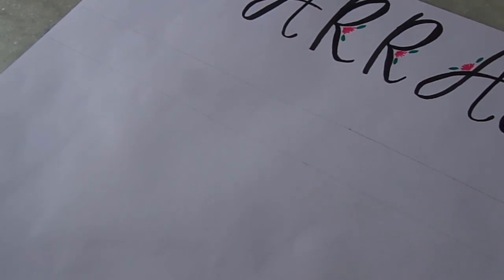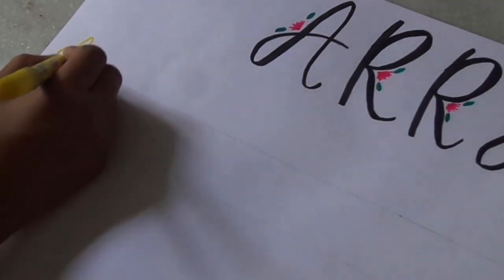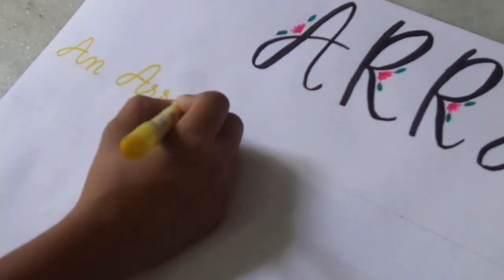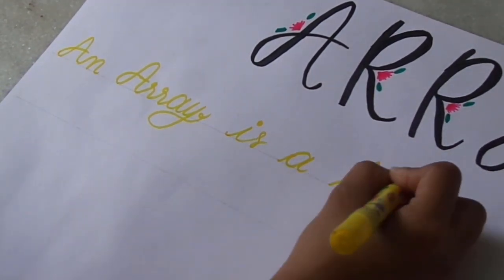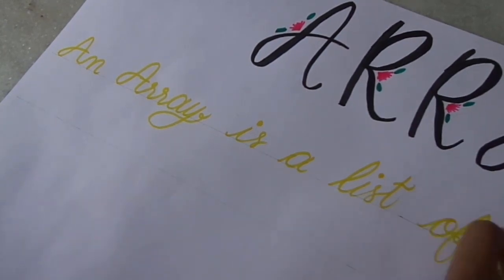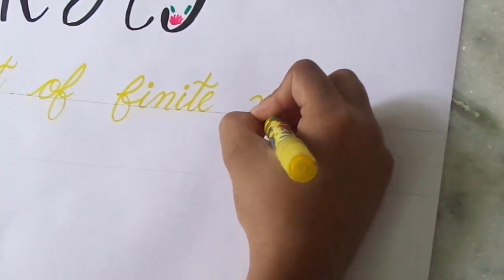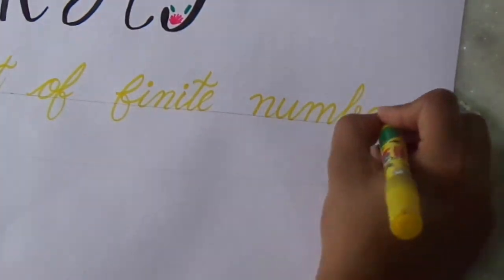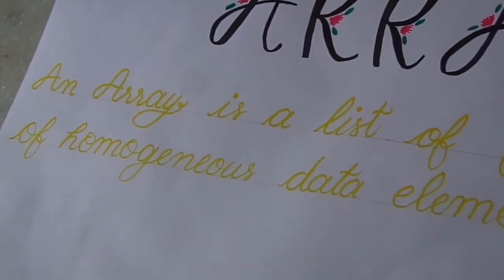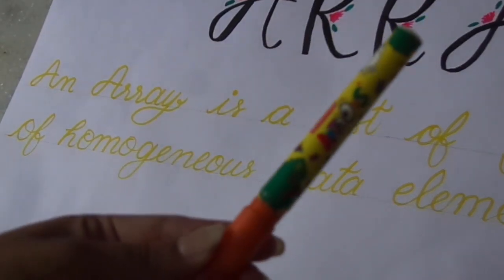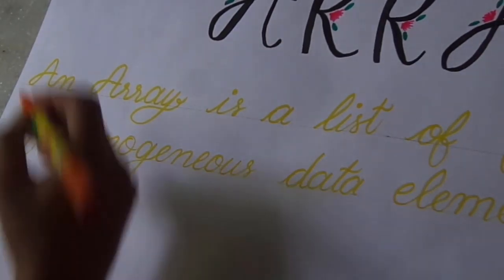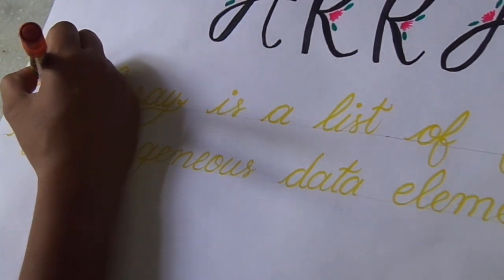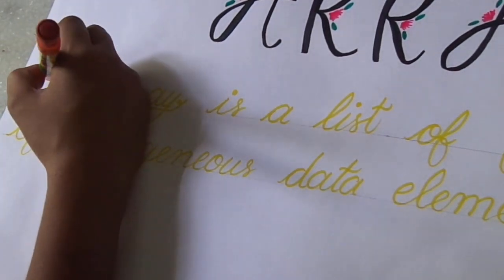Now I need to write the definition of array. Now I'm going to shade these words. For this I'm using an orange color sketch pen. The trick to shade is that you need to either shade the left side of the whole words or you need to shade the right side of the whole words.